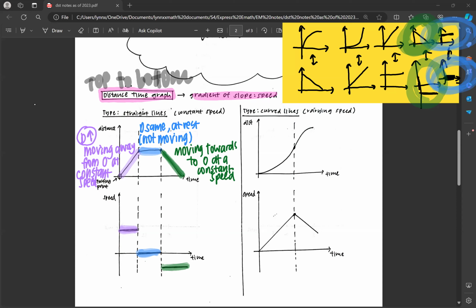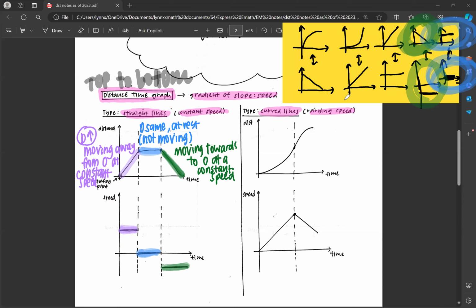So, can you see just now we are all doing straight lines? Can you see my distances are all straight lines? Straight line usually is constant speed. Right now, the next one we are going to do is curved lines, meaning my distance right now is a curved line. Curved line means the speed is varying.